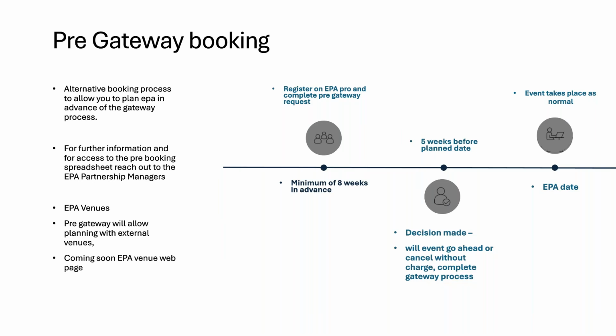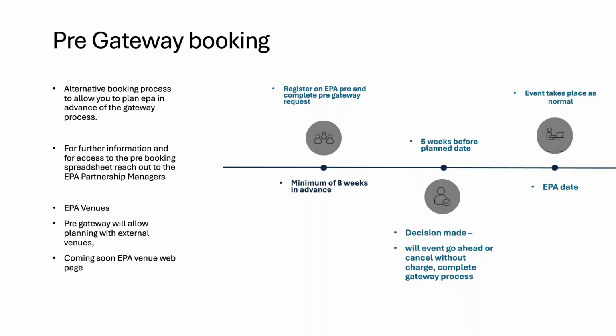With this process, if you're booking in advance, you need to book at least 8 weeks in advance. We expect that by 5 weeks before, you make that decision as to whether the event's going to go ahead or whether it will be cancelled. That's because obviously we've got other customers to think about. If you're going to cancel, we need to make sure that we can then get someone who's used our normal booking process into that event, so that we're not losing event times for the IEPAs as well.